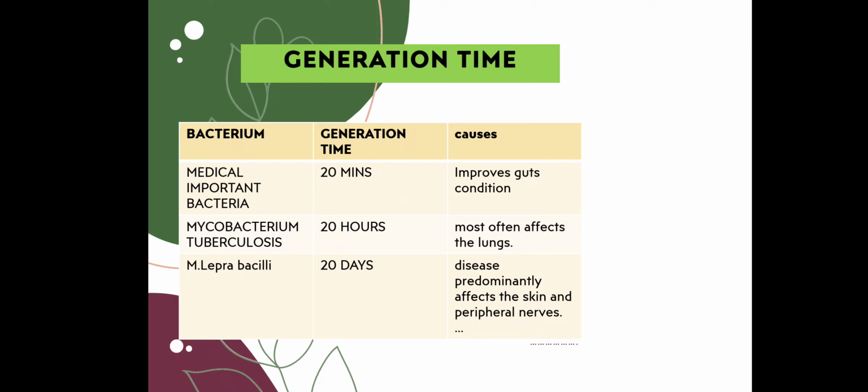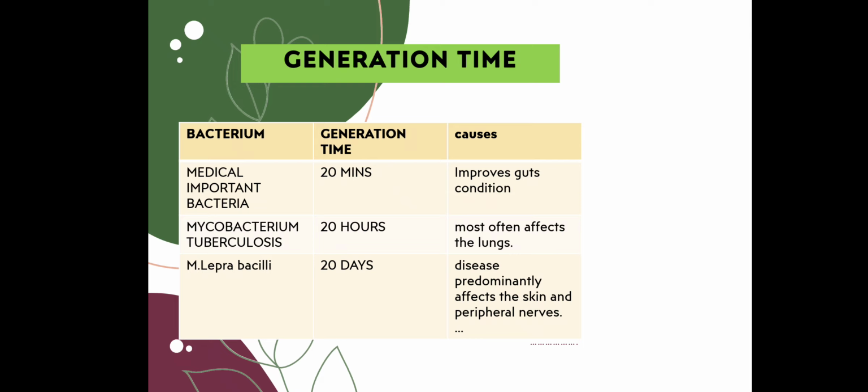It means when a bacterium is infecting a human body and starts to multiply, the time it requires for generating its first two daughter cells and starting the infection in the body of the host is known as the generation time. It varies in medical bacteria, being around 20 minutes, because culture media are provided in laboratories, and this causes improvement of the gut condition. The probiotics we eat are all good bacteria which are cultured in laboratories.